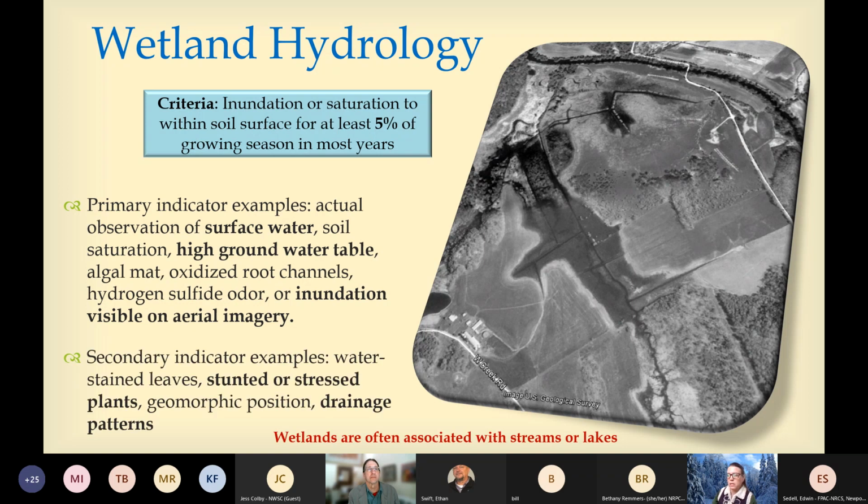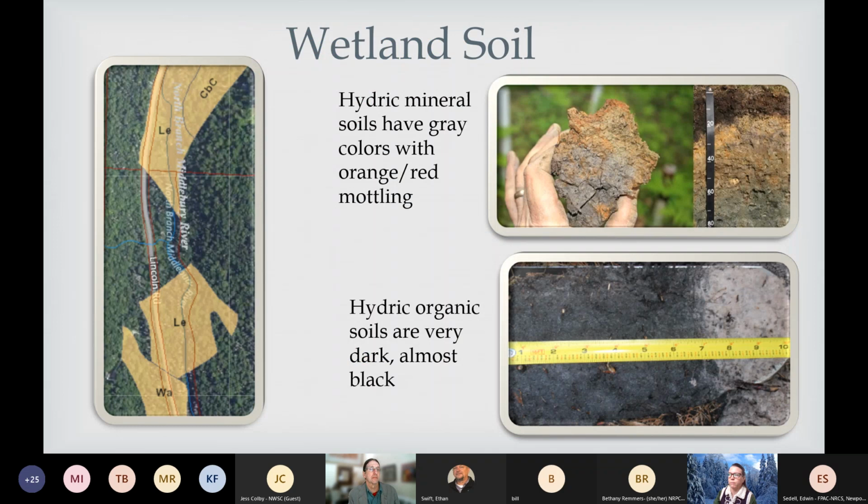There are also secondary indicators. So if you go to a site visit and you see water-stained leaves or stunted or stressed plants, and also ask yourself, where do you expect water to move or concentrate on the landscape? So your geomorphic position, what are your drainage patterns? And some of these you can also see through a desktop review.